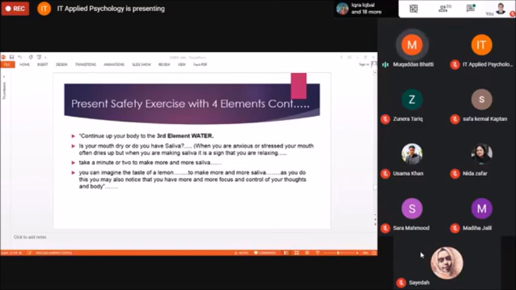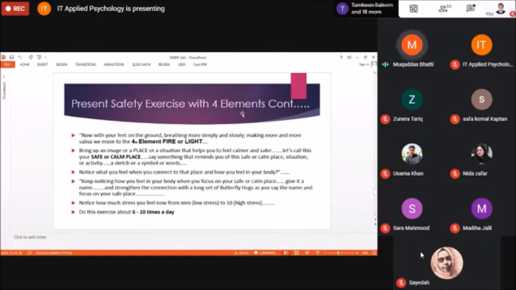If you have any trouble making saliva, you can imagine the taste of a lemon, and then you can make more and more saliva. As you do this, you may notice that you have more focus on and control of your thoughts and body. All these steps are to realize that we can control our thoughts rather than letting thoughts control us. Next slide, please.